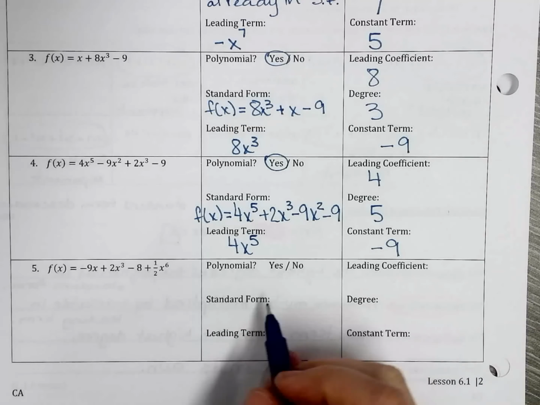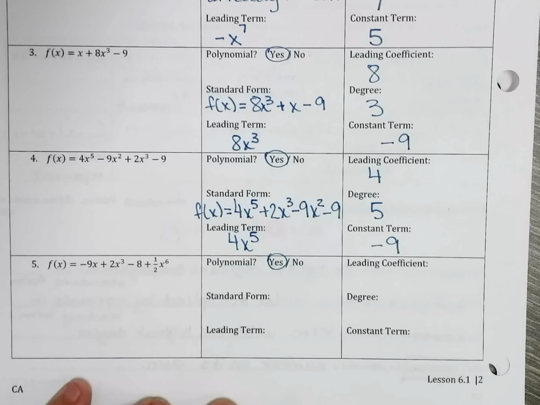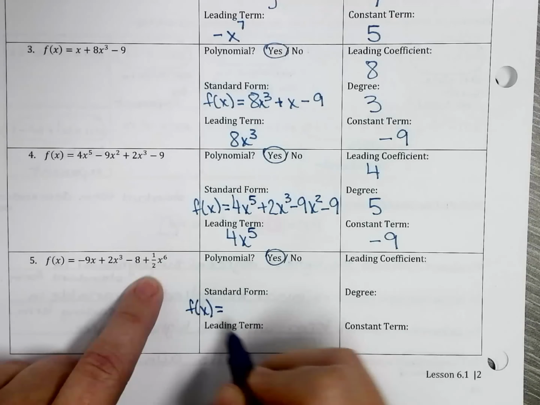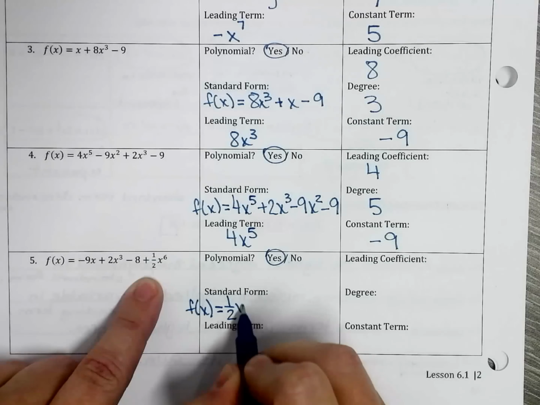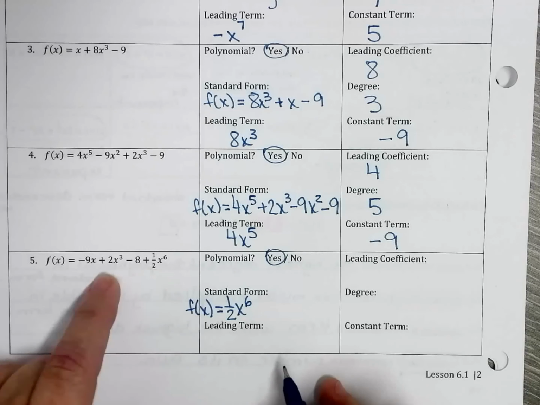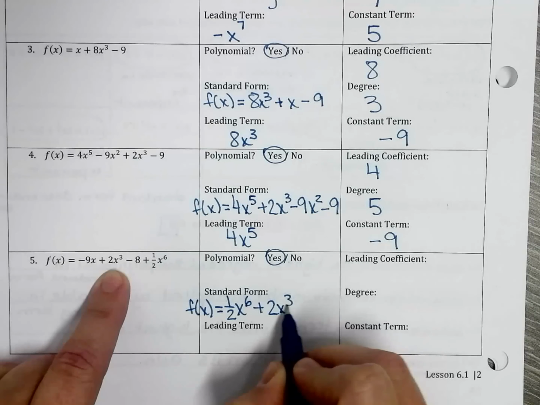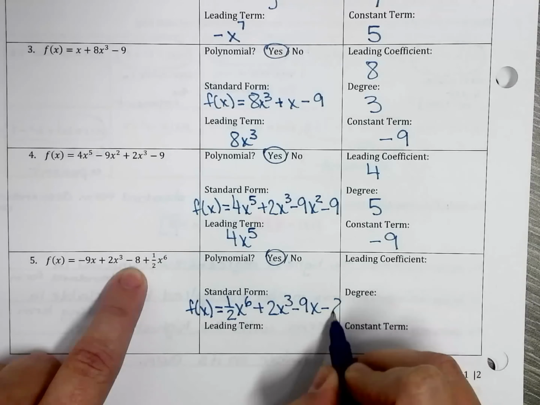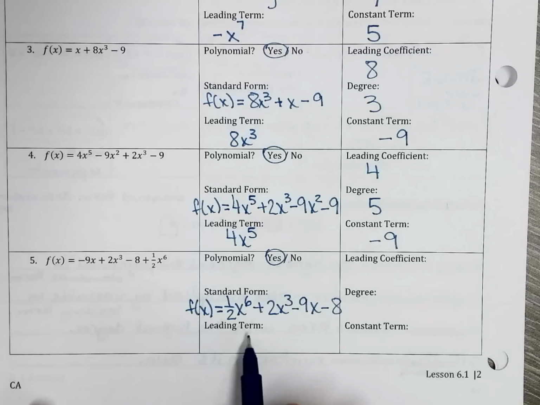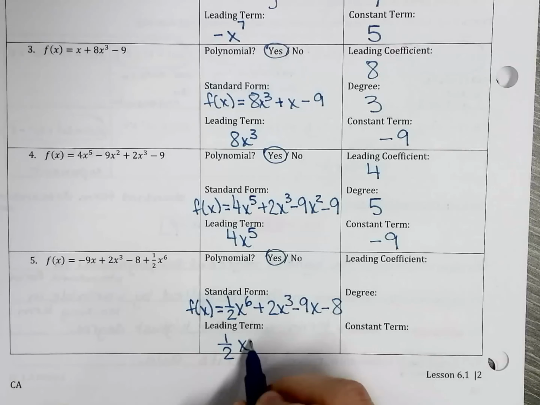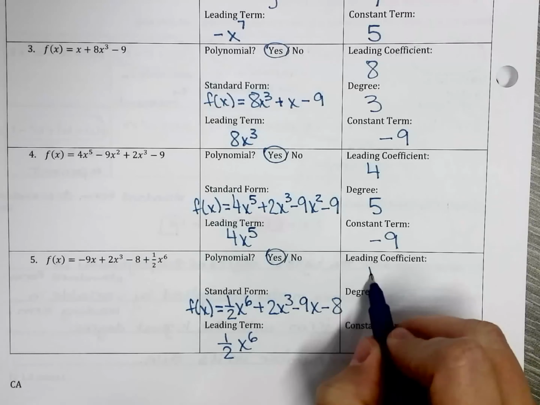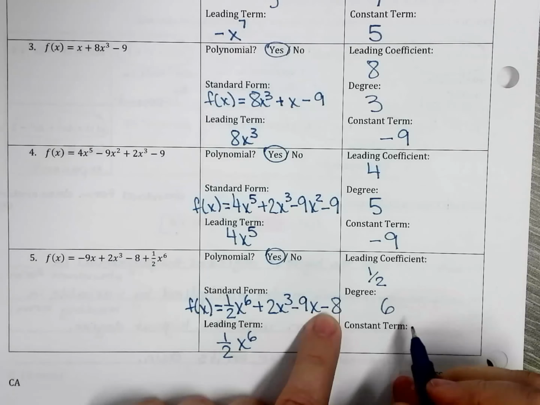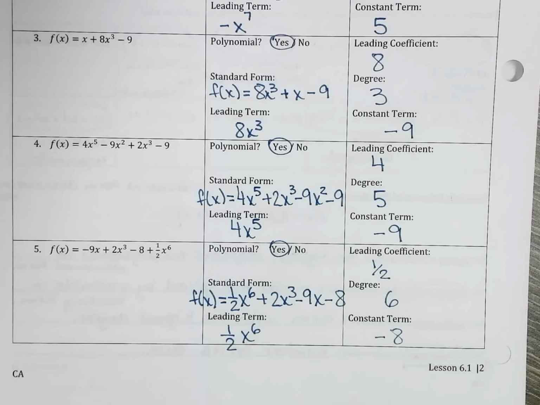The last one on this page, it is a polynomial. Standard form, no, we need to put that in standard form. So 6, 5, 4, 3, 2, 1, and then the constant. Okay, leading term is 1/2 x to the 6th power. Leading coefficient is that 1/2. Degree, that's 6 right there. Constant term, that one, negative 8 right there.